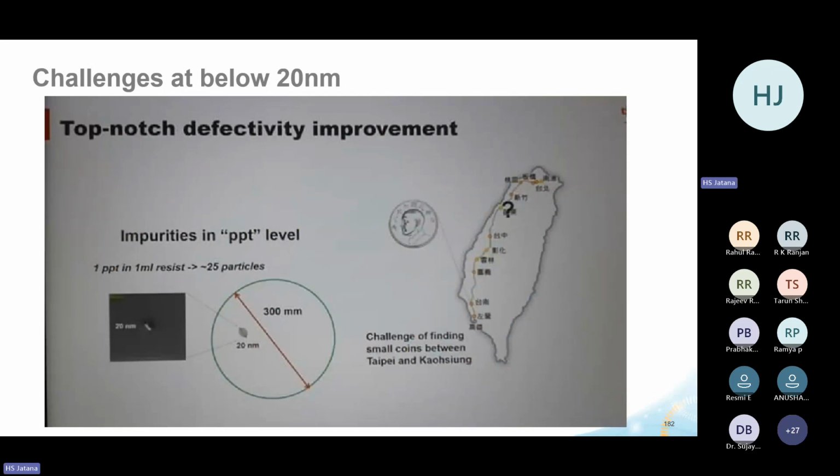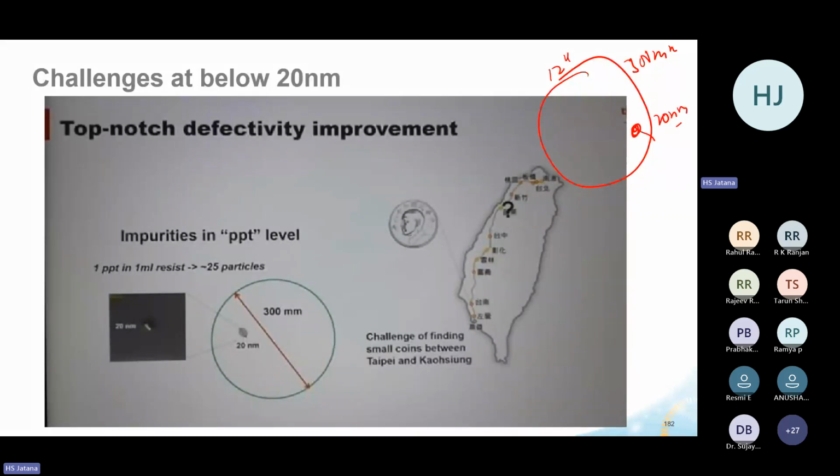You see this, below 20 nanometer TSMC is able to do. That is a very interesting slide I got from TSMC. They are doing 12-inch wafer. 12-inch wafer means 300 mm area. Now on a 300 mm area, if there is a particle of 20 nanometer size, then it can spoil their design.